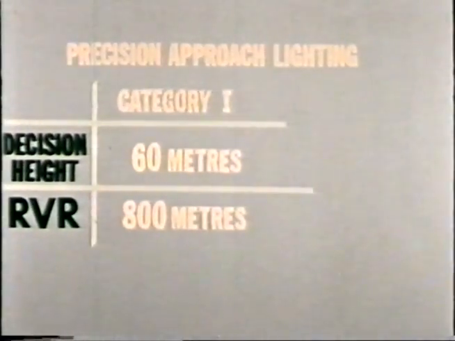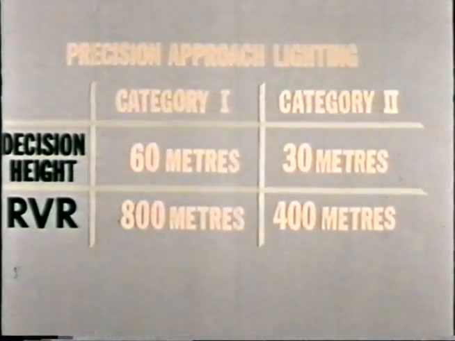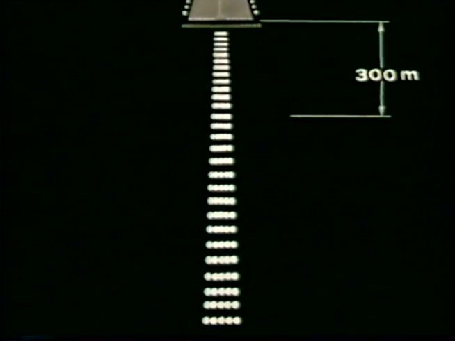To go below this, down to a 30-meter decision height and a 400-meter runway visual range, a Category 2 system is needed. The principal difference between the Category 1 and 2 approach lighting systems lies in the inner 300 meters. The outer 600 meters may be either of the two systems we just saw. Barrettes are always used for the inner 300 meters of the center line of the Category 2 system.